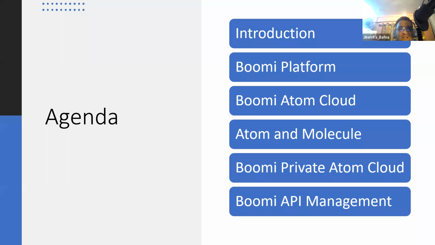And let me go through the agenda. So we already have an introduction. I will talk about the Boomi platform, Boomi Atom Cloud, Atom and the Molecules. These are the few deployment options or runtime options provided by Boomi. I will also talk about Boomi Private Atom Cloud and Boomi API management. So we are going to discuss what are the multiple runtime options provided by Boomi, what are the limitations for those runtime options, and what are the benefits for those runtime options. Okay, so let me go to my next slide.